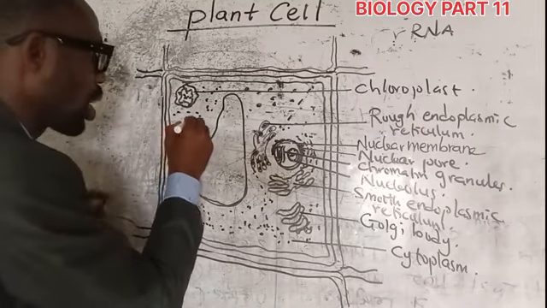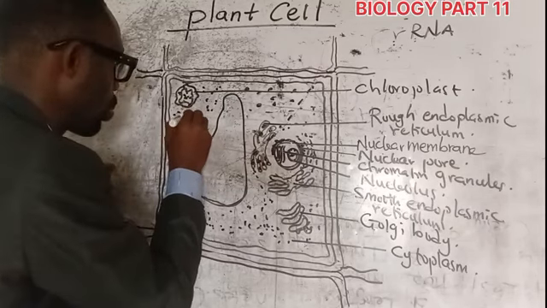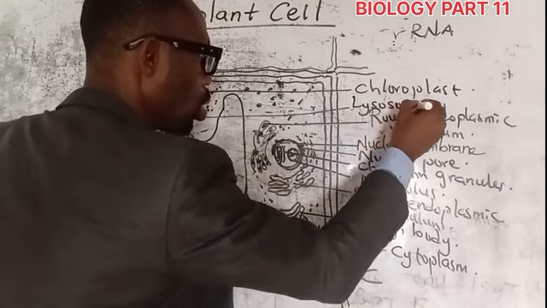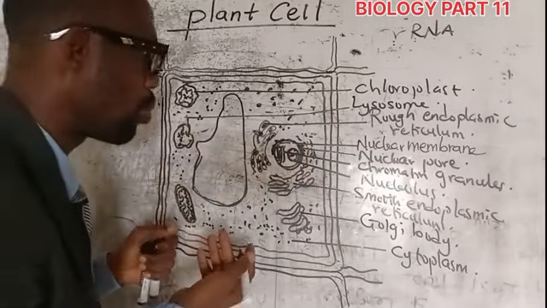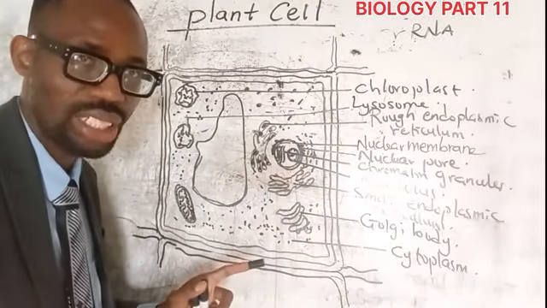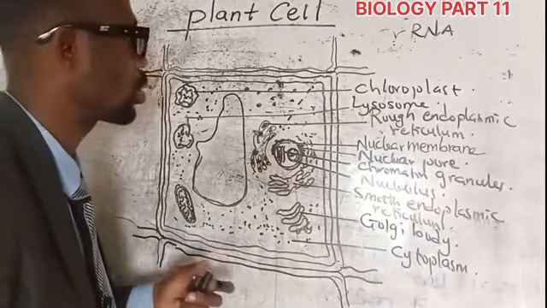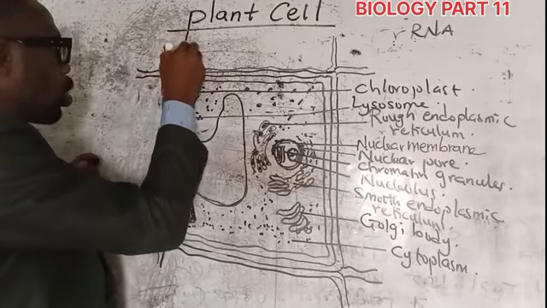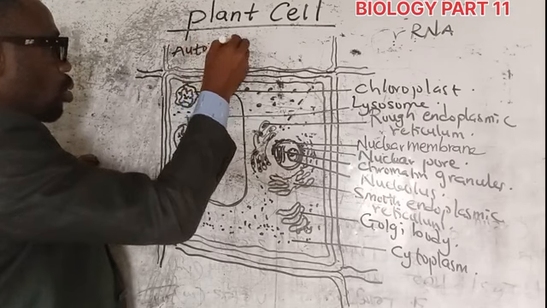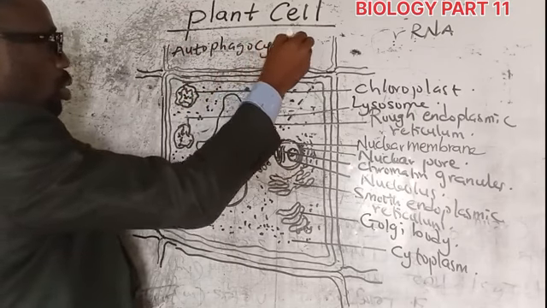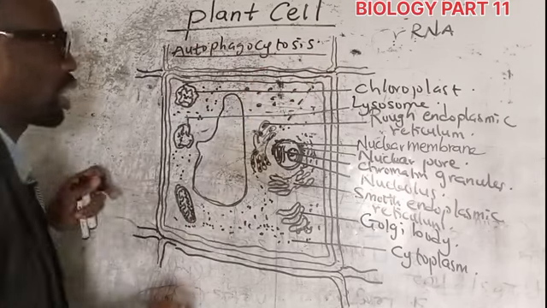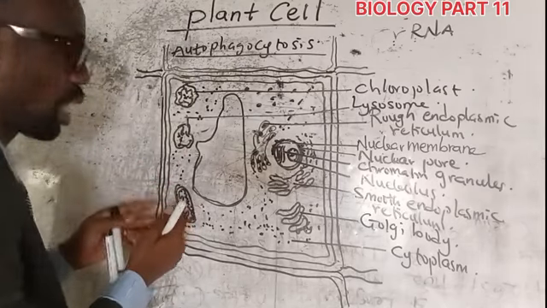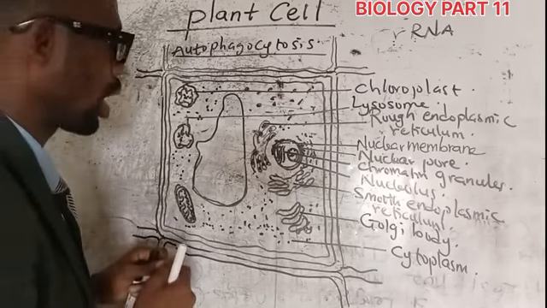Then here, this structure here is the what? So I have another space I can use for it. Is the what? Lysosome. Now, the lysosome prevents the cell from digesting itself. We call that autophagocytosis. Let me spell it. In the previous video, I did that. Autophagocytosis, meaning the cell destroys itself, or when the cell eats itself. So autophagocytosis, is that clear? So the lysosome does that.